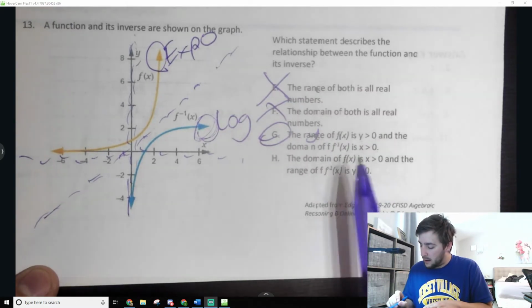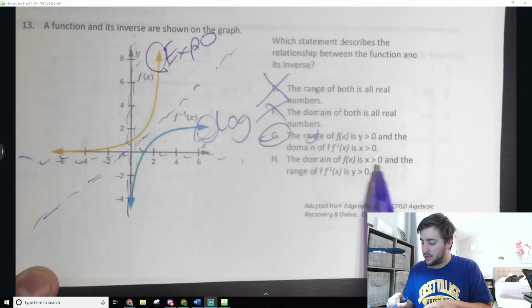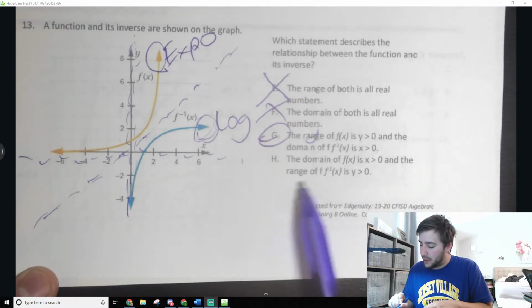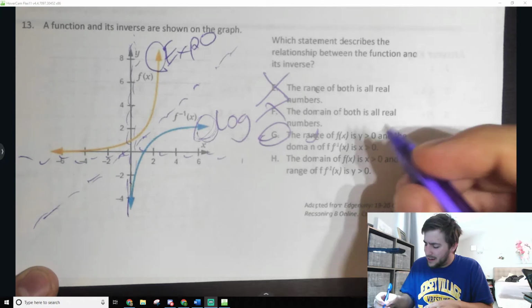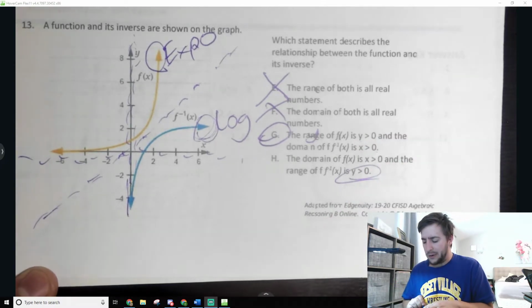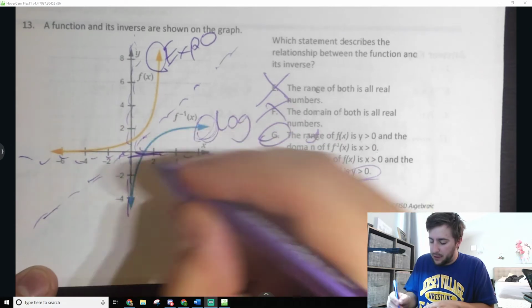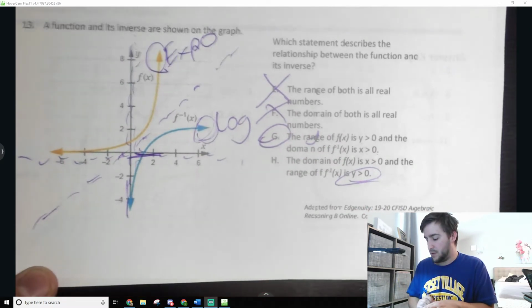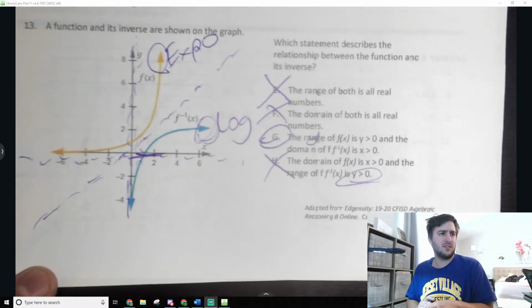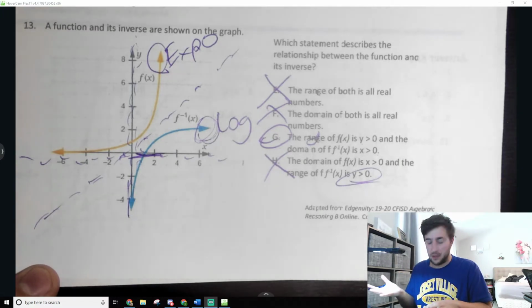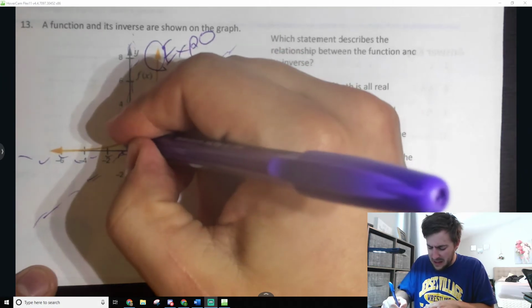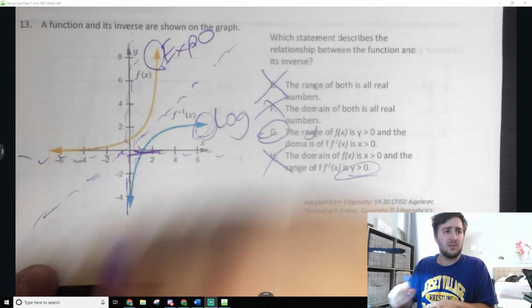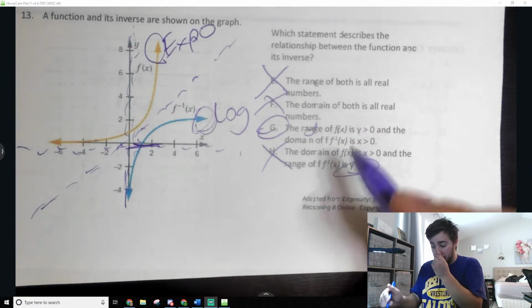The domain of f of x is x greater than 0. And the range of f inverse is y greater than 0. Well, I can debunk that right now. Y greater than 0, I cross that right here. Look, there's negative y's right here for the inverse. So no, that can't be right. Boom, you just need one example to make something not right. So yeah, that doesn't work. Also, it says x has to be greater than 0. We got negative x values right here. So no, that's not true. So the only one on there was just G.